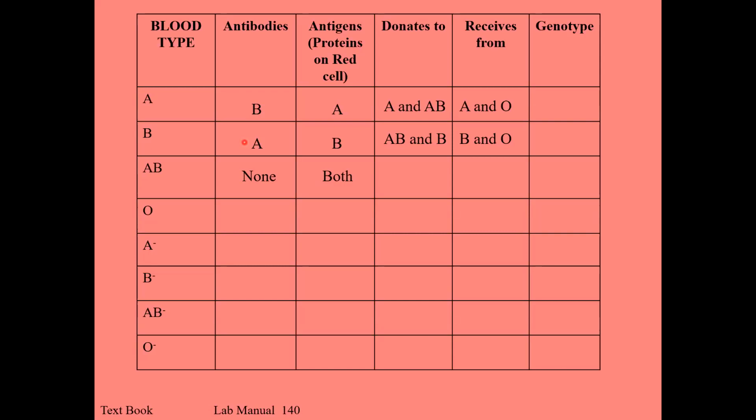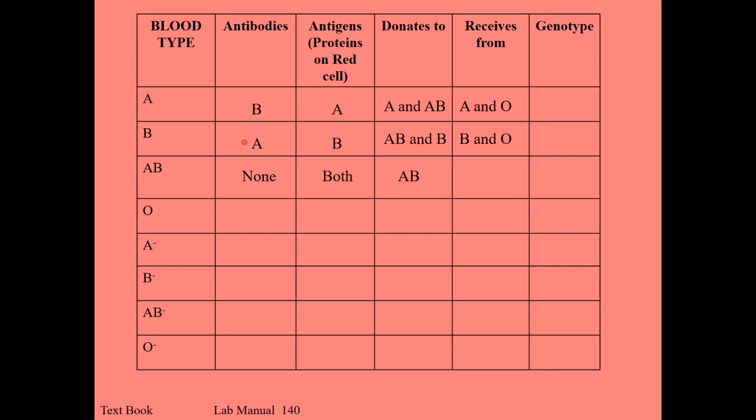Now watch very carefully. AB has both antigens, right? Can AB give to A? No. Can AB give to B? No. Can AB give to O? No. So AB can only give to AB. They cannot give to A because A has anti-B. They cannot give to B, because B has anti-A. They cannot give to O, because O has both anti-A and anti-B. That will destroy the cell.